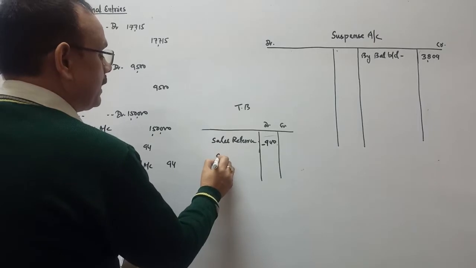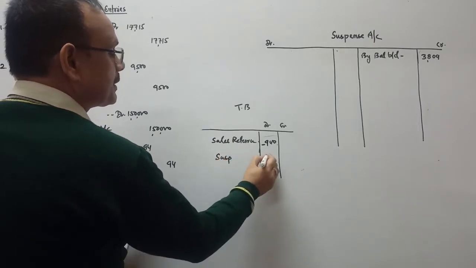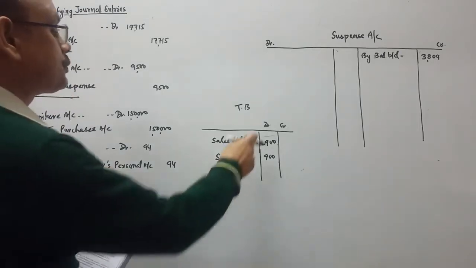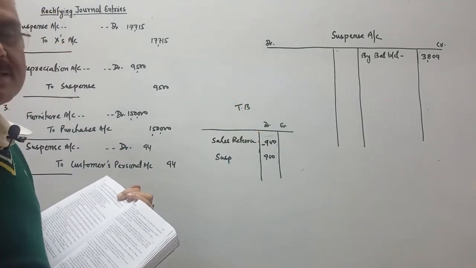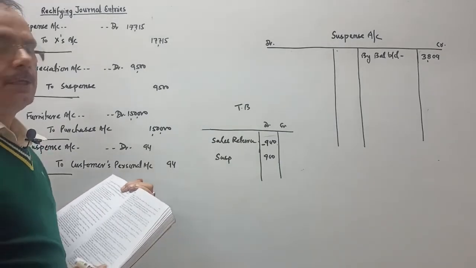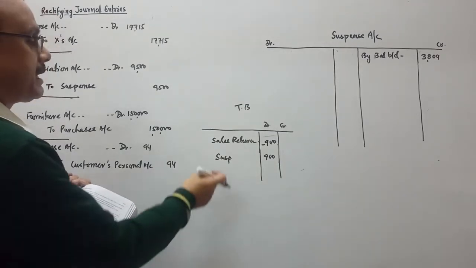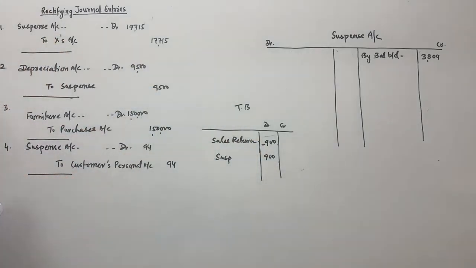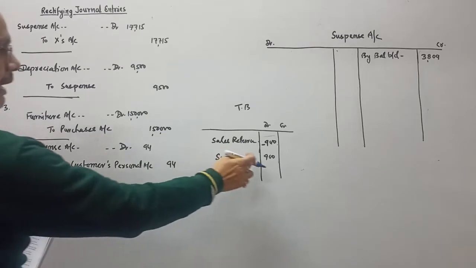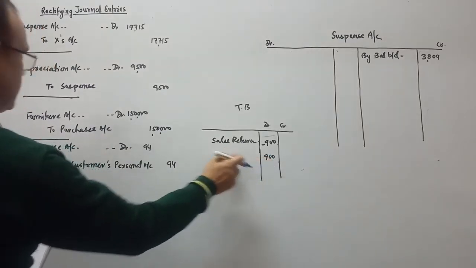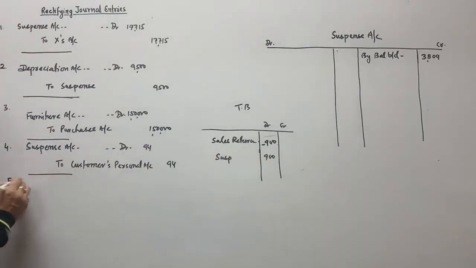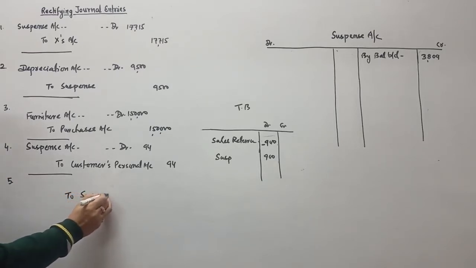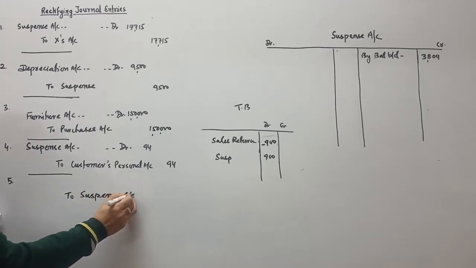To match the trial balance, we have opened the suspense account this side. For this reason, 900 rupees, because we have written 900 rupees less in the sales return. So the trial balance disagrees by 900. To tally the trial balance, we have written the 900 rupees on the debit side of the suspense account. Now to rectify it, we have to credit the suspense account. Suspense account will be credited by 900.